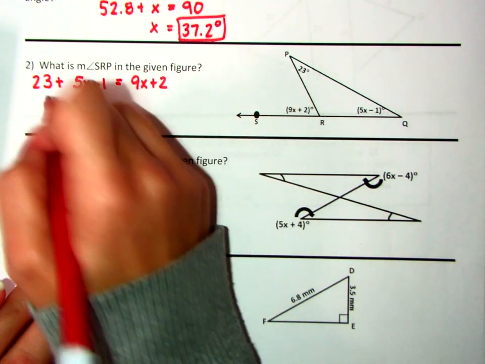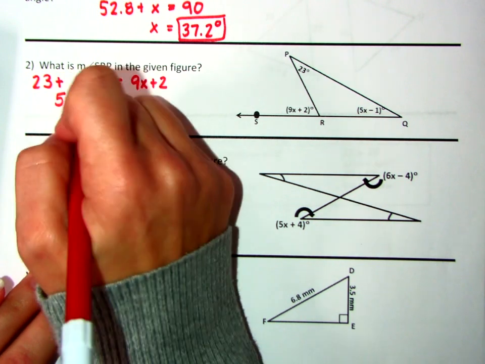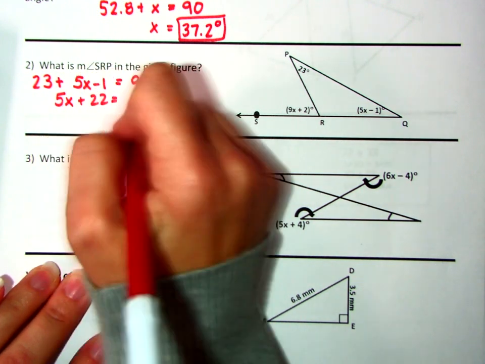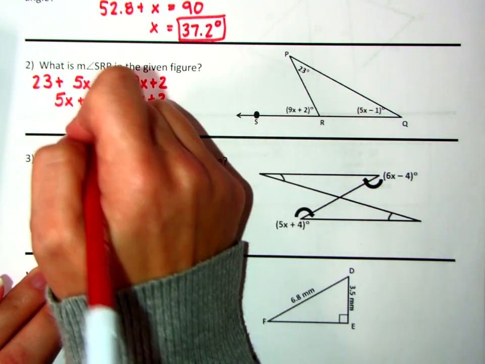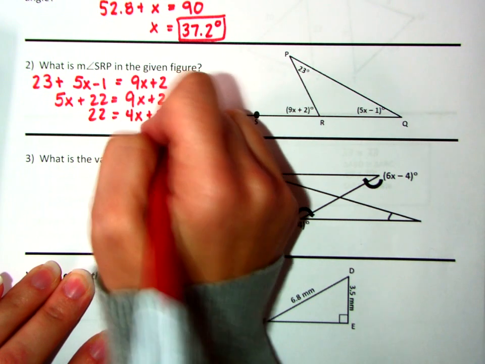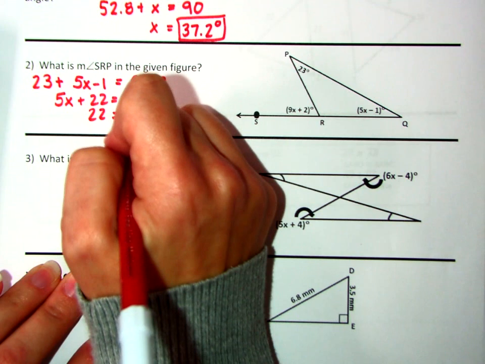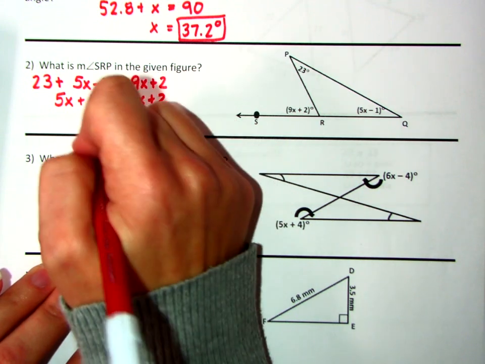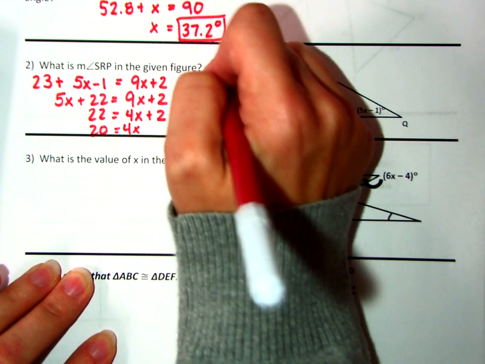So here we can combine like terms. We have 5x plus 22 is equal to 9x plus 2. I'm going to subtract 5x from both sides, so 22 is equal to 4x plus 2. I'm going to subtract 2 from both sides, so 4x is equal to 20. Divide both sides by 4, and the value of x is going to be 5.